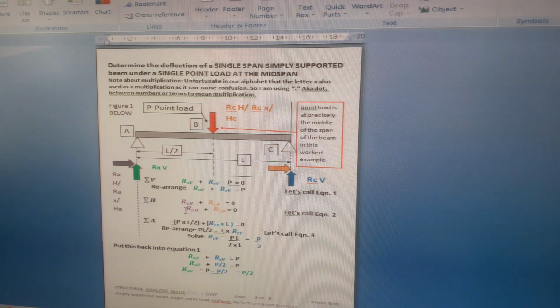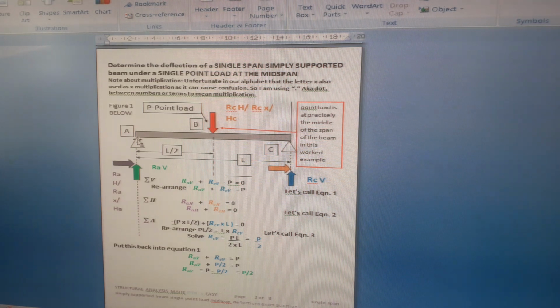Summation horizontal. We have a pin support. Sometimes this is drawn with a roller support on C, but to be honest, it doesn't make any difference, because RAH plus RCH equals 0, or if it was a pin support, RAH equals 0. Let's call that equation 2. Just to save time, we know that RAH plus RCH equals 0, RCH equals 0, so RAH equals 0.